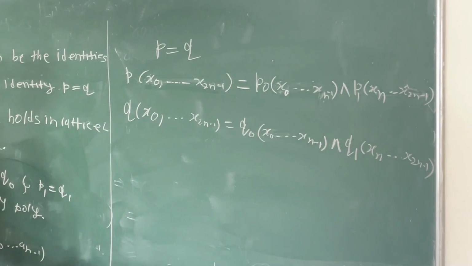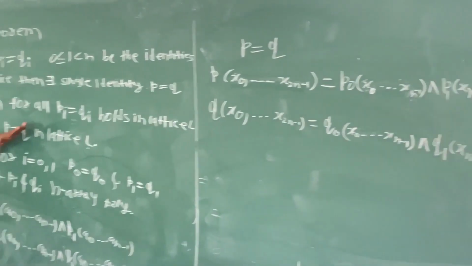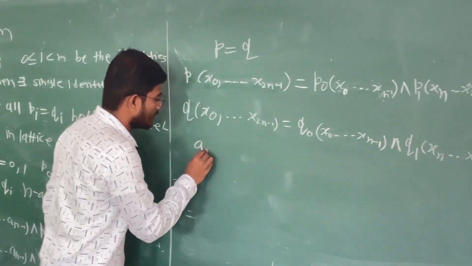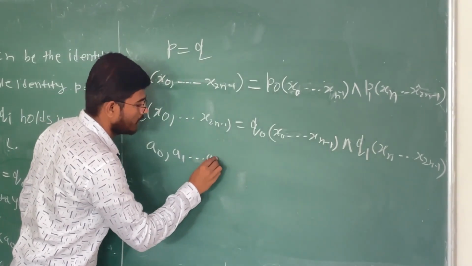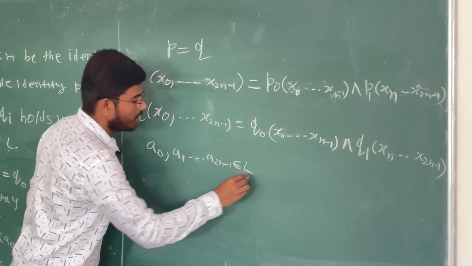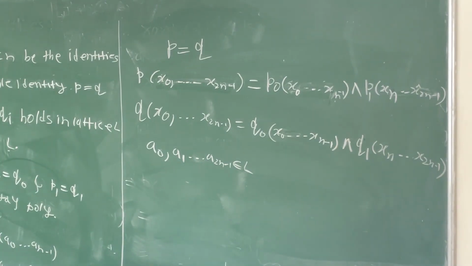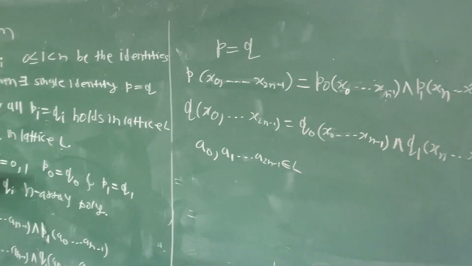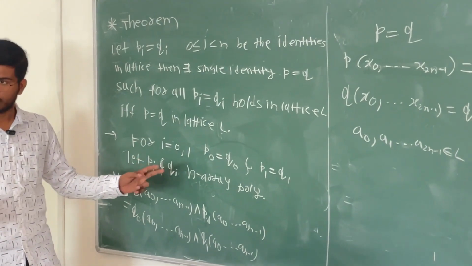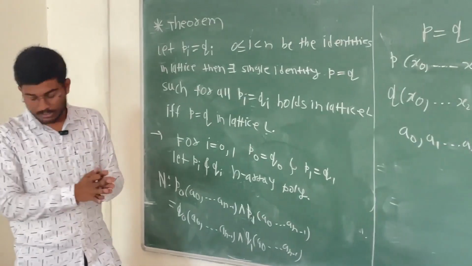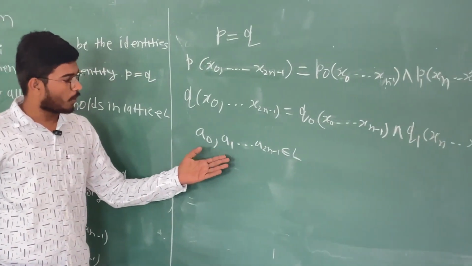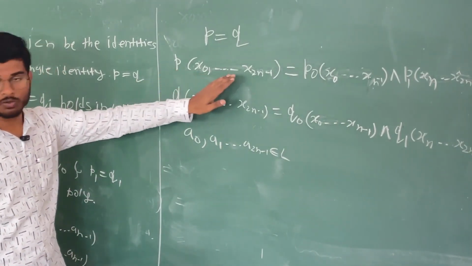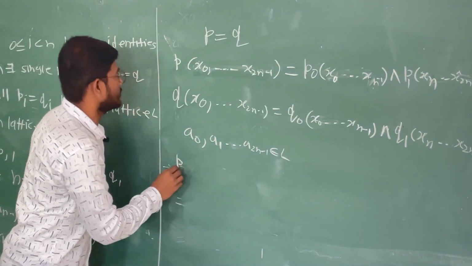So for i equal to 0 and 1, we have P is equal to Q. Now we take the general case. We will assume that A0, A1 to A 2n minus 1 belong to the lattice L. So what we actually have to prove is P is equal to Q, in general, for all n. So let us take some points from the lattice. Now we have the polynomial P of x0 up to x 2n minus 1, so write it as a.